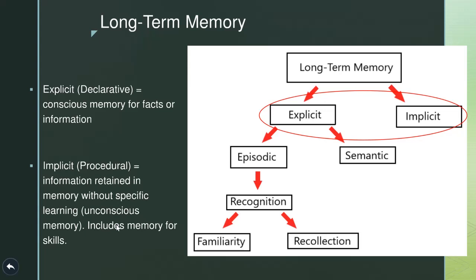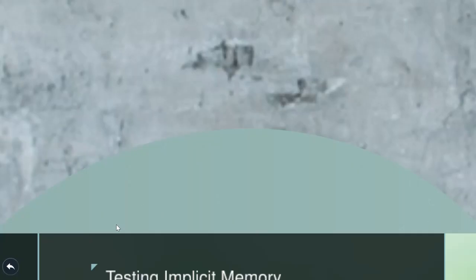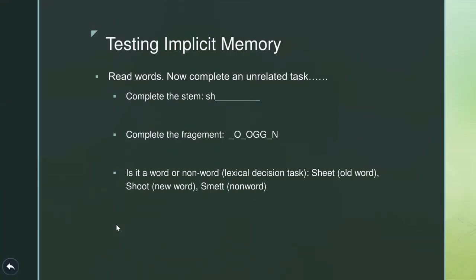So testing implicit memory is a little bit more challenging. So I'm going to give you some examples of how we can test implicit memory. So typically, people would come to the laboratory and they would read a list of words, for example, and they would be told, hey, we want you to complete this task. And usually it's described as a completely different or unrelated task. So sometimes this gets referred to as an indirect test. So it's not a direct test of memory like you would have for explicit memory, saying, study these words, now we're going to test your memory for these words. Instead, it's an indirect test, right?